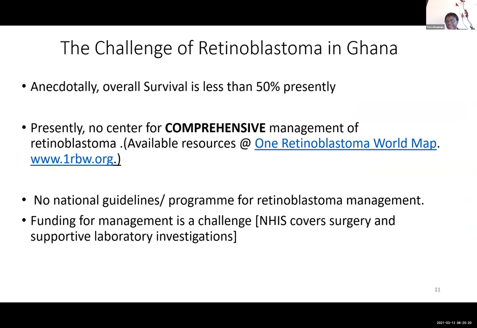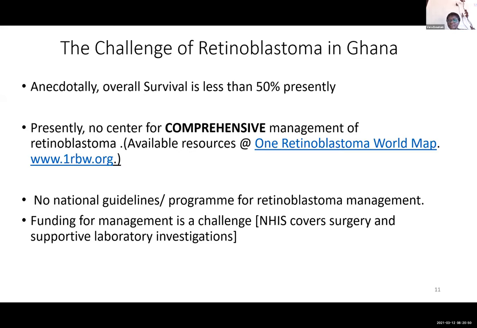The problem is that with these numbers, anecdotally, the overall survival is less than 50%. In fact, in 2010, our survival was around 20%. There has been some improvement, but it is still less than 50%. Coupled with this is the fact that we do not have a center for comprehensive management of retinoblastoma in the country.